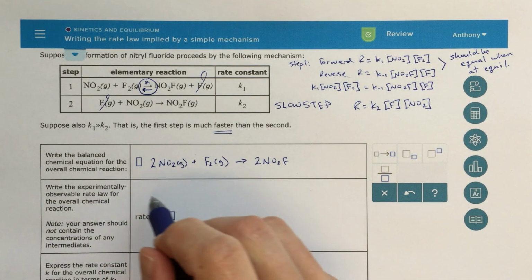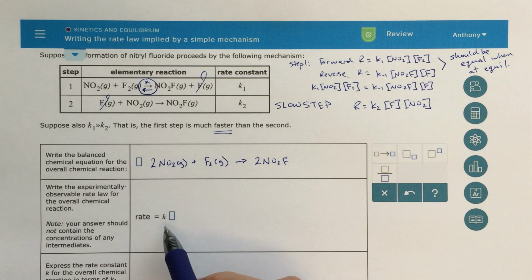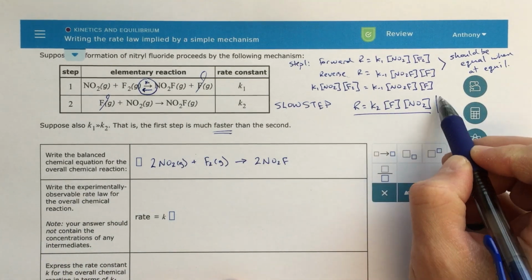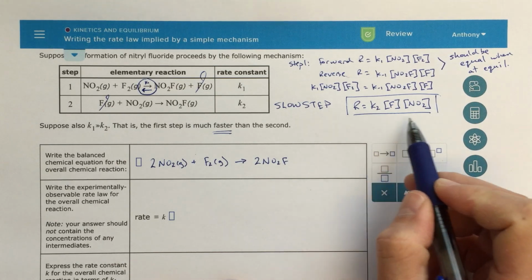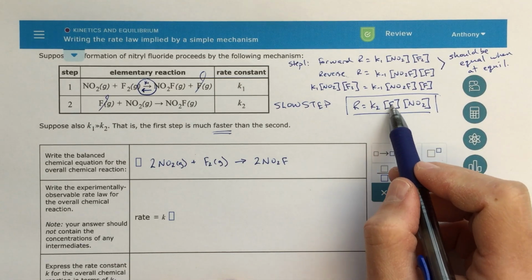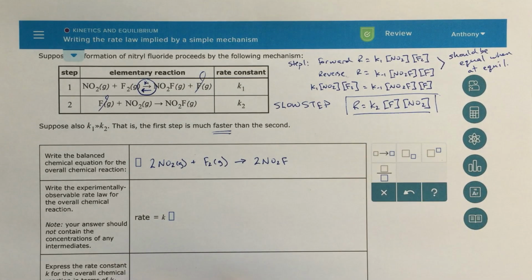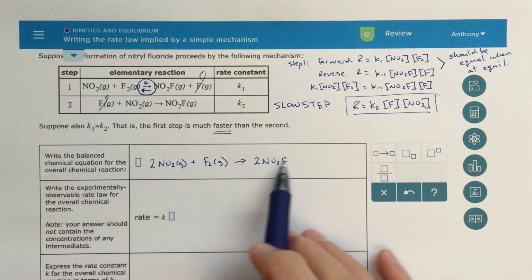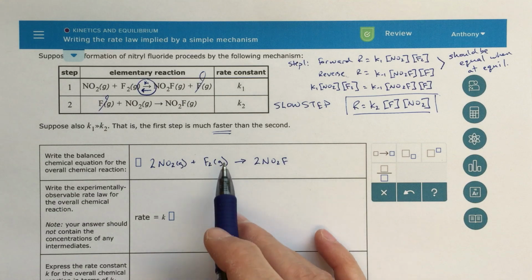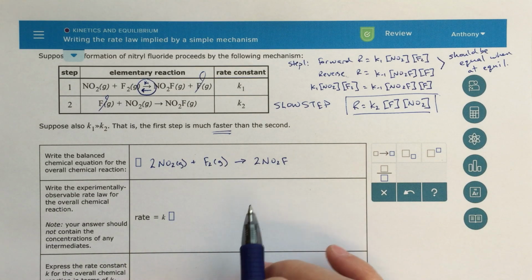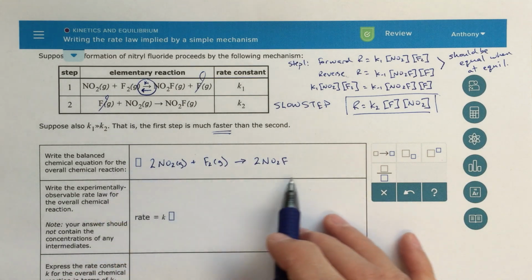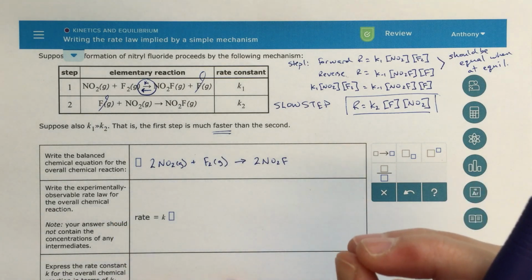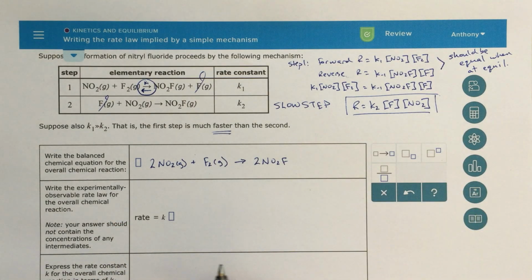So for this section here, now it says write the experimentally observable rate law. We know that that's going to be based off of our slow step, but the problem with this is that it includes this intermediate. And we want to be able to get rid of that and only write our rate law in terms of things that show up in the overall chemical reaction. It's okay if they're reactants or products, but everything in our rate law needs to be in terms of things that are in our overall chemical reaction.